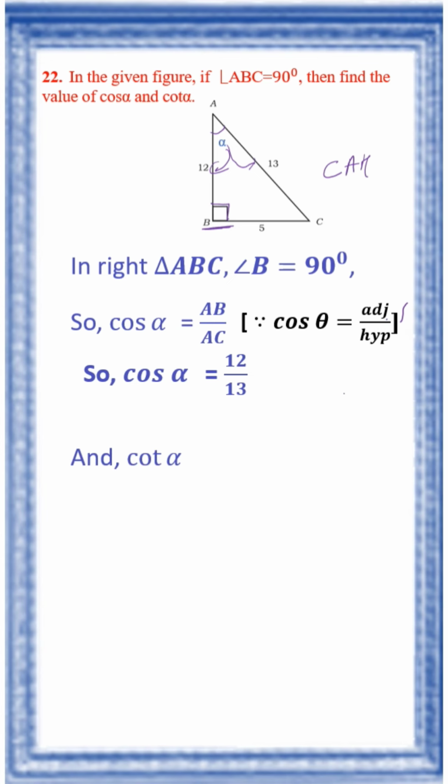Now cot alpha. TOA, tan theta, reciprocal of cot theta. So cot theta is adjacent by opposite. Okay, now it is AB by BC. So cot alpha is equal to AB is 12, BC is 5, 12 by 5.